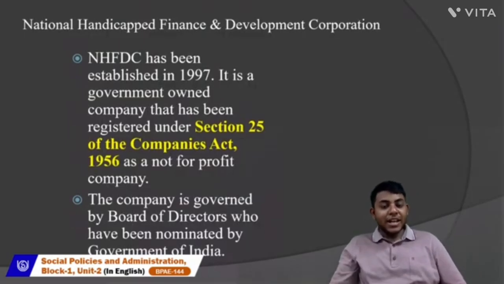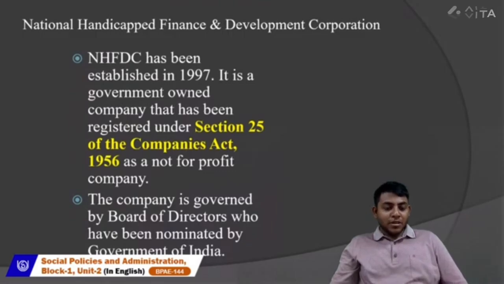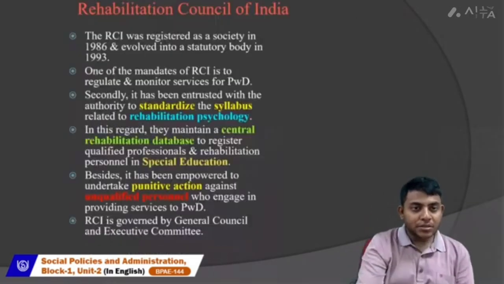There is also the National Handicapped Finance and Development Corporation. So the National Handicapped Finance and Development Corporation has been established in 1997. It is a government-owned company that has been registered under Section 25 of the Companies Act 1956 as a not-for-profit company. The company is governed by a board of directors who have been nominated by the Government of India.